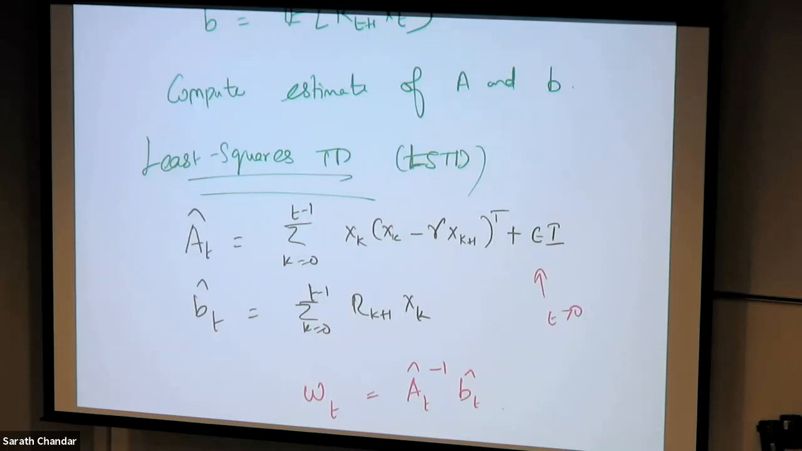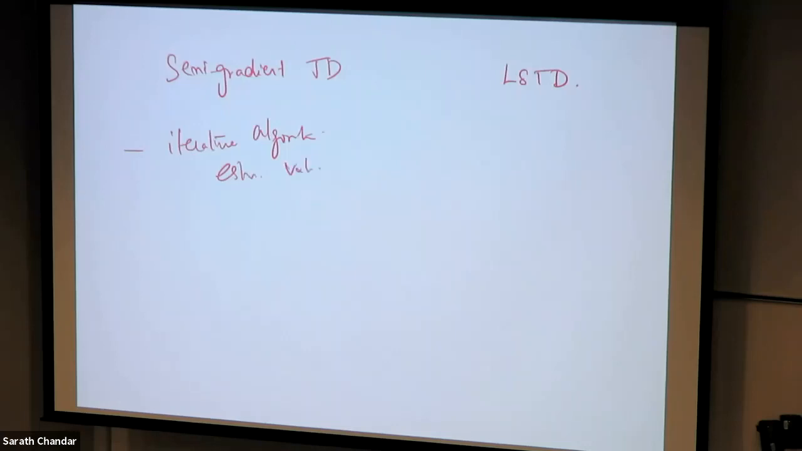We have semi-gradient TD, which is the algorithm that we saw before the break, and now we have LSTD. Semi-gradient TD is an iterative algorithm. LSTD is also a bit iterative, but it is iterative in a different sense. Semi-gradient TD is iteratively estimating the value function, while this algorithm is iteratively estimating A and B.